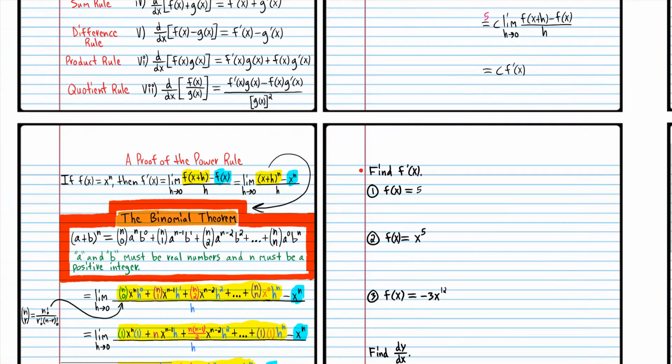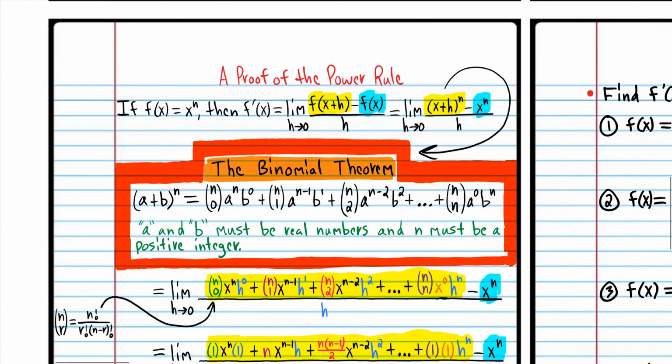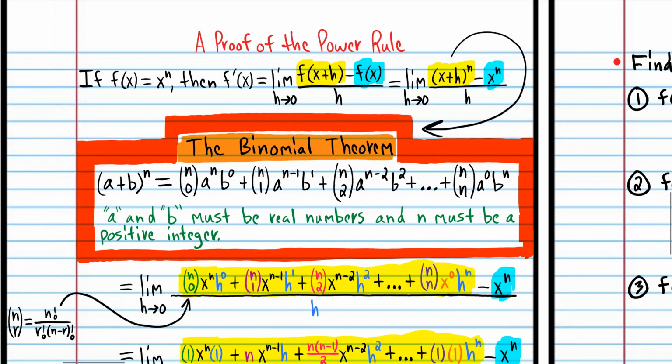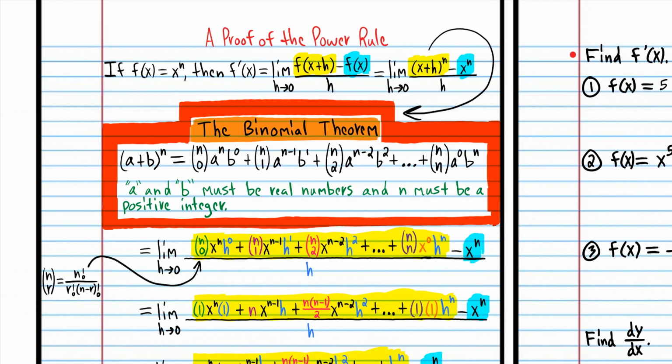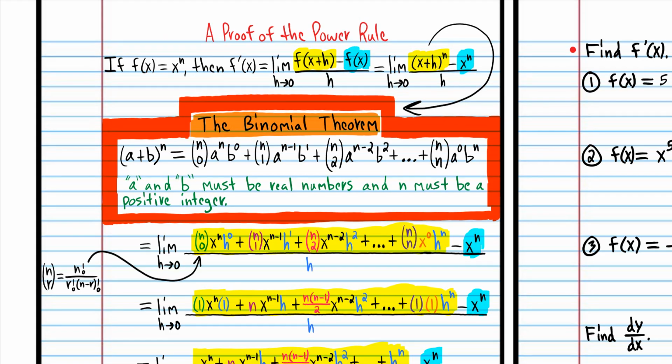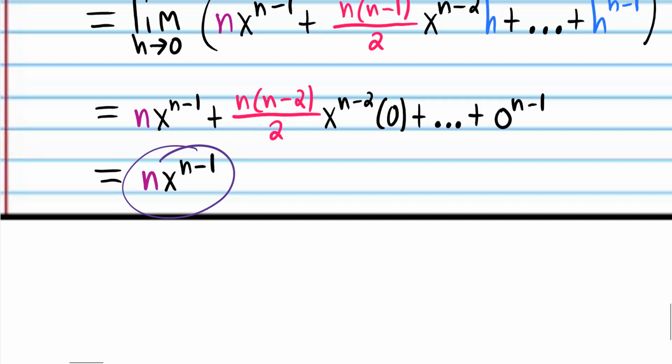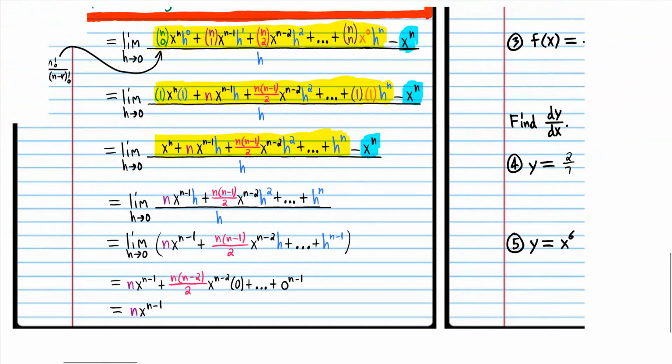And one of the most important rules that we need to learn is, like I said, the power rule. And here's the proof of the power rule. So let's say that if you have some function f of x is equal to x to the n power, then the derivative of that is n times x to the n minus 1 power. And this is the proof of that.